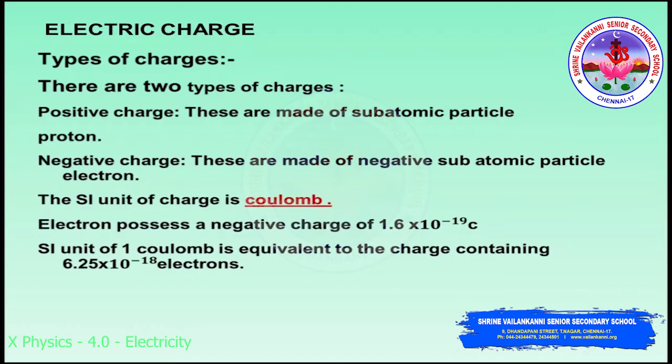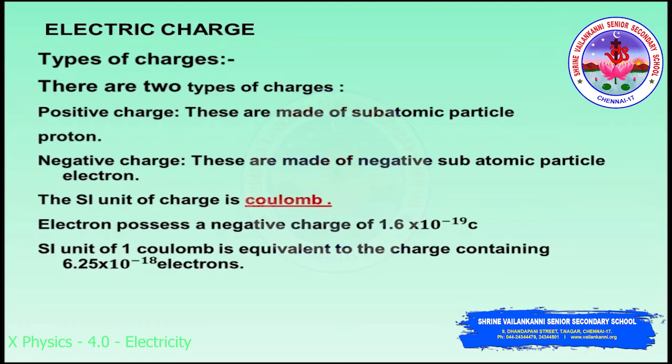So what is electric charge? We said electricity is caused by the flow of charge. What is charge? Every atom consists of a nucleus around which negatively charged electrons revolve in circular orbits, as we have studied, and protons, or positively charged particles, that are confined to the nucleus, right? So charges are of two types: positive charge and negative charge.